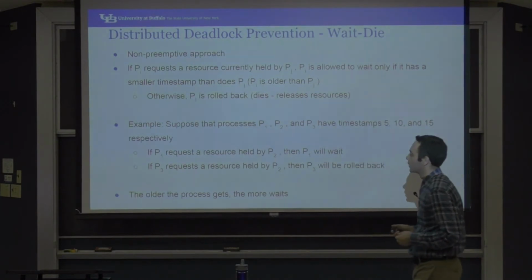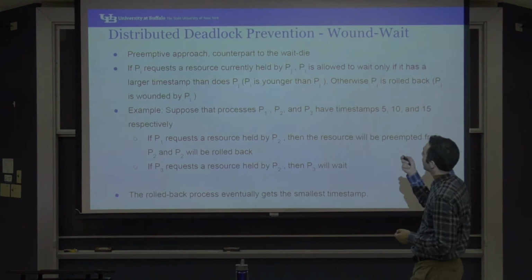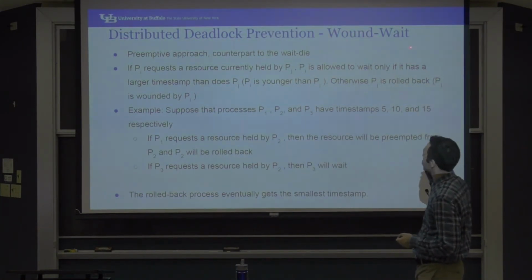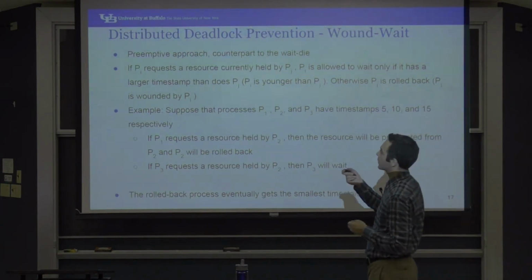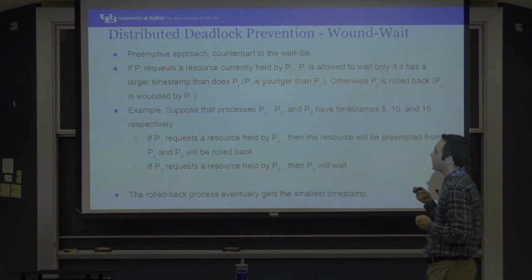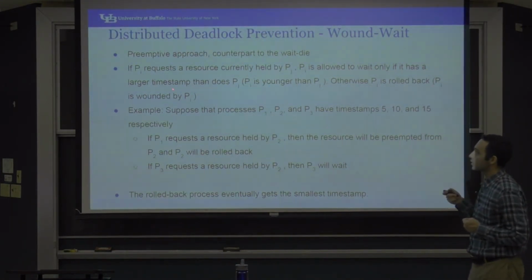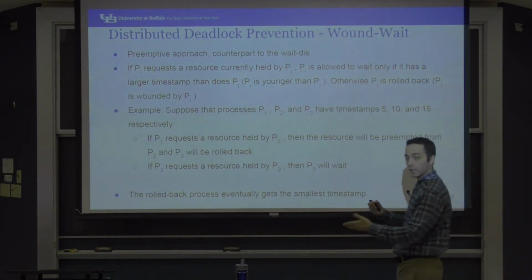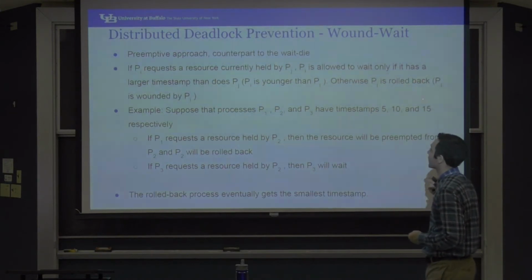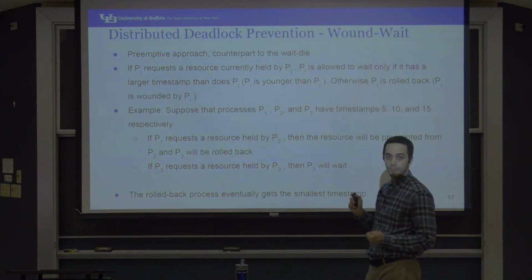So, the next approach is wound-wait. Again, the order will be the same: the older process will wound, and the younger process will wait. It's exactly the opposite. It's a counterpart, and it's a preemptive approach. So we say that PI is allowed to wait only if it has a larger timestamp and is younger. It's exactly the opposite: the younger process will wait. Otherwise, PJ is rolled back, and basically PI wounds PJ.